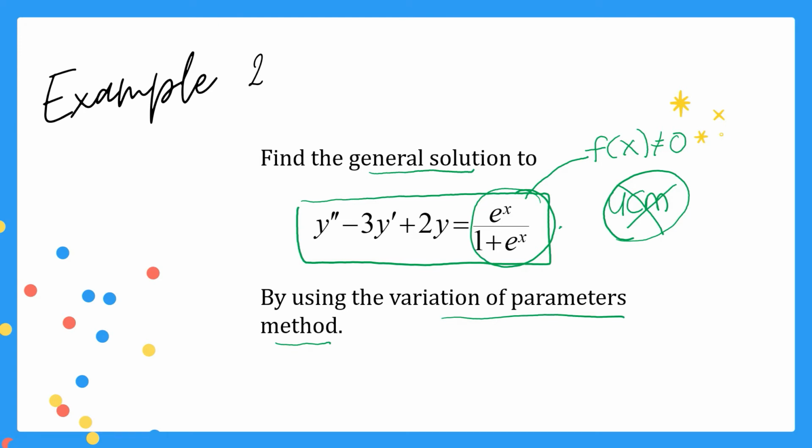So we have second order with constant coefficients, because a is 1, b is -3, and c is 2. We don't have any variables in front of our y double prime and y prime, so we can say we have a second order linear differential equation with constant coefficients, and this f(x) is non-zero.